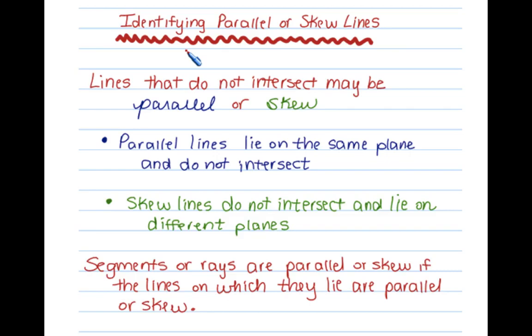Okay, skew lines are lines that do not intersect and lie in different planes. So for example, if we had that blue line on the screen and then like some line coming from where you are to on the screen, those two lines wouldn't intersect, but they wouldn't be parallel because they're on different planes. And then finally, segments and rays are parallel or skew if the lines of which they're made are parallel or skew. So we talk about lines, but we're saying the same thing about rays and line segments.